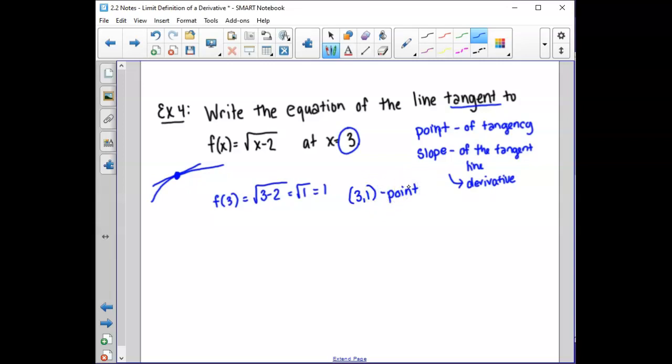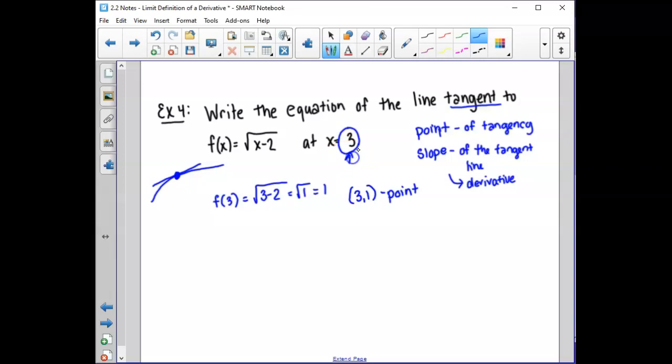Now we also need to find our slope of the tangent line. To find the slope of the tangent line, we're looking at the derivative. In this case, we could use either one of those limit definitions of a derivative. We could use the one where we have the x plus h, or we could use the x minus a.